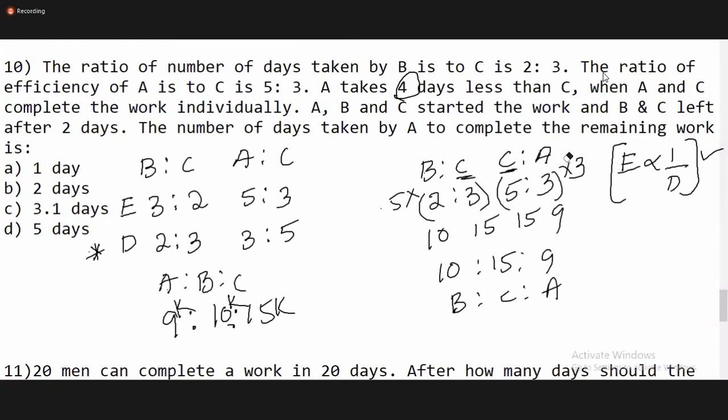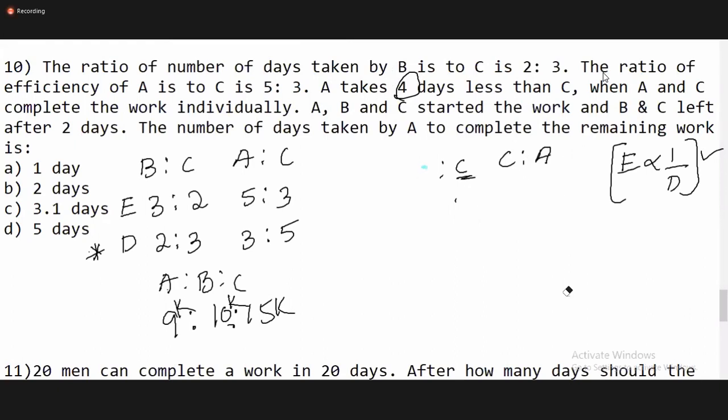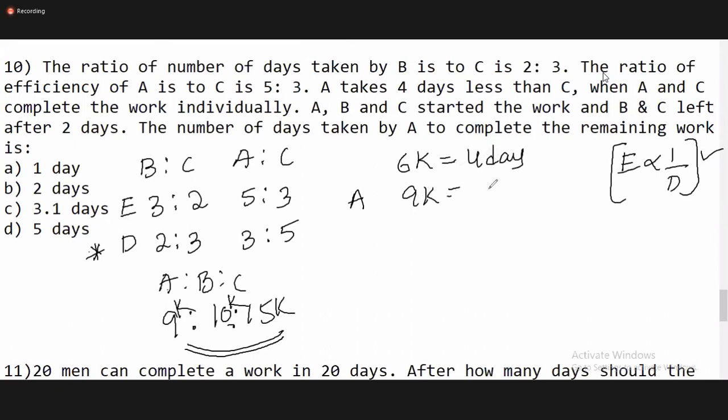Let me erase this calculation. You might have understood. So guys, tell me. A takes 4 days less than C. A and C, how many parts difference? 6 parts. 6 parts is equal to 4 days. Now tell me, A, 9 parts is equal to how many days? 6 parts is equal to 4 days, then 9 parts is equal to how many days? 4 into 9 by 6.